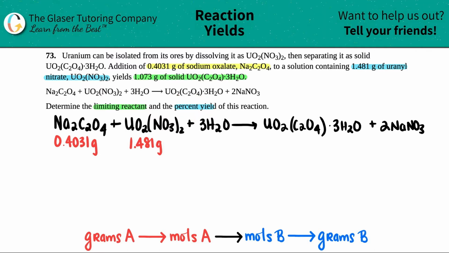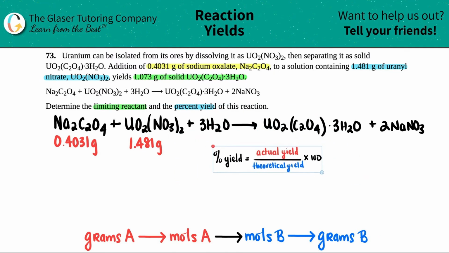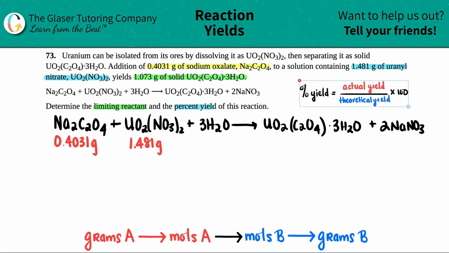This is going to come into play when we have to find the percent yield. And I might as well put the formula up here for right now. In order to find a percent yield, we need to have an actual yield and a theoretical yield. This amount that they told us was what the scientists actually isolated, so we know the top number: 1.073 grams. In order to find this out, we have to find the theoretical yield, and that's what we're going to figure out now.